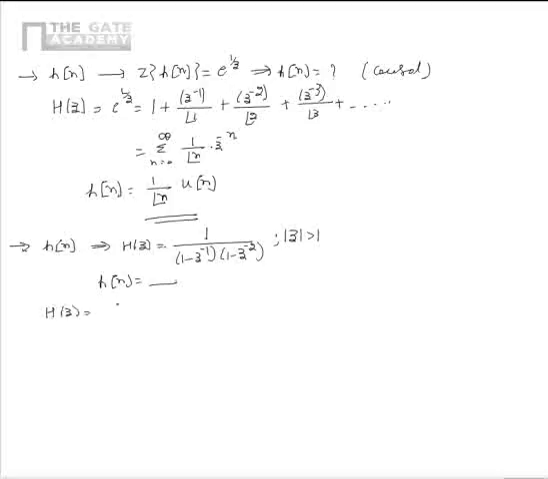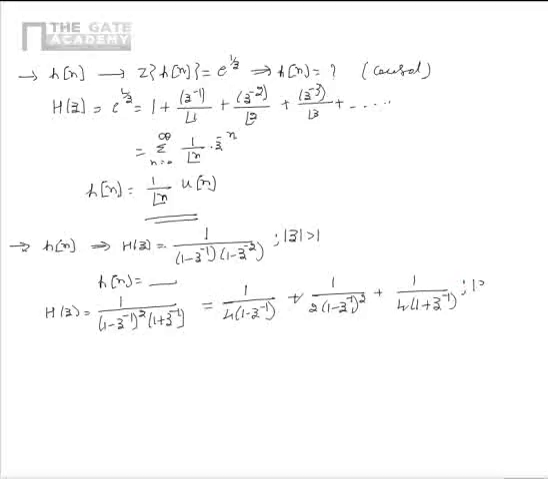The system function H(z) can be simplified as shown, that is H(z) is equal to (1 - z^-1) whole square multiplied by (1 + z^-1). Please note that the ROC here is |z| > 1. Upon splitting this into partial fractions, we get that H(z) is equal to 1/4 multiplied by 1/(1 - z^-1) plus 1/2 multiplied by 1/(1 - z^-1) whole square plus 1/4 multiplied by 1/(1 + z^-1). Here the ROC is |z| > 1.